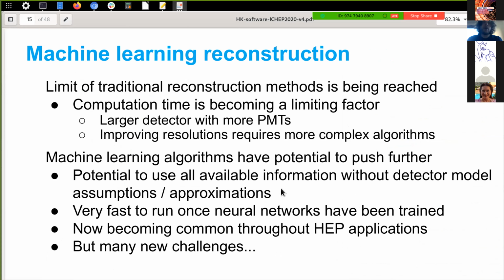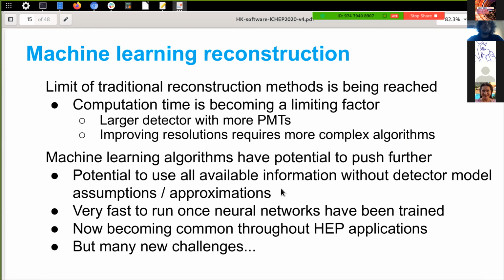So the final part of the talk is about the new machine learning reconstruction, which we're currently developing. For the traditional reconstruction methods, we're starting to reach the limit of what we can do. If we want to continue to improve our resolutions, then we need to start to remove some of the assumptions that are being made in the physics model of our reconstruction algorithms. This leads to more complex likelihoods, and already having a detector with more PMTs for our far detector than we're used to using, the computation time is actually becoming a seriously limiting factor, with events taking minutes to reconstruct.